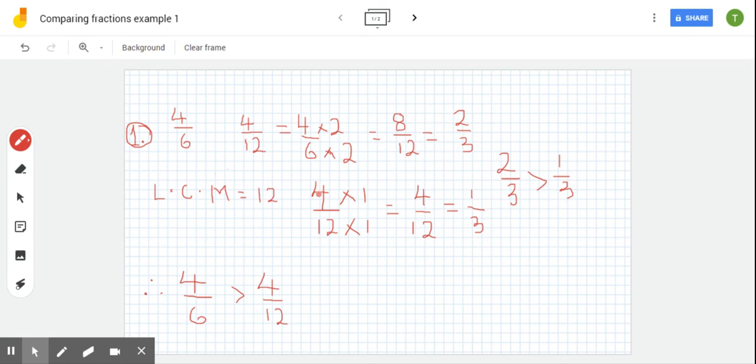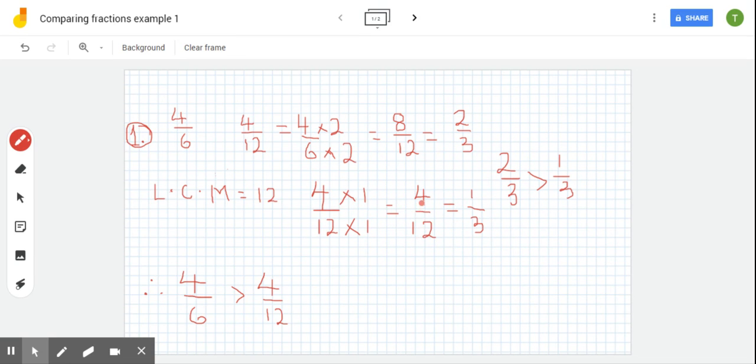Now if you do the same for 4 over 12, that's the second fraction. The denominator is 12 and our LCM is 12. 12 times what will give you 12? So 12 times 1 is 12. Multiply both the denominator and the numerator by the same number. So that will be 12 times 1 and 4 times 1. 4 times 1 is 4. 12 times 1 is 12.